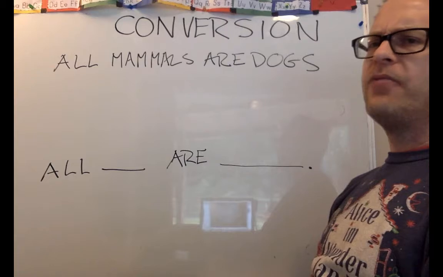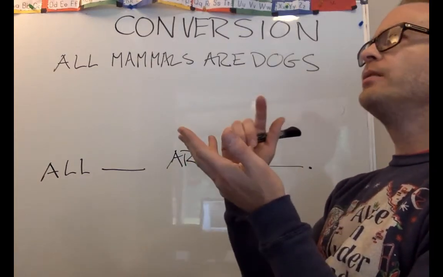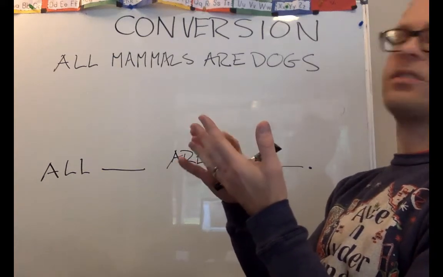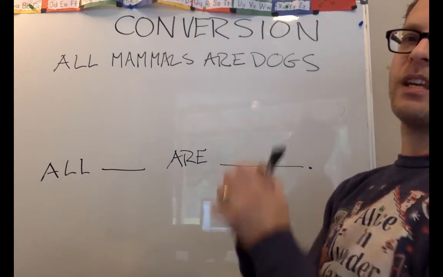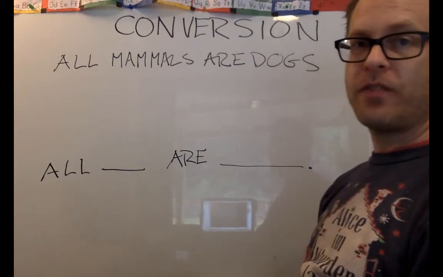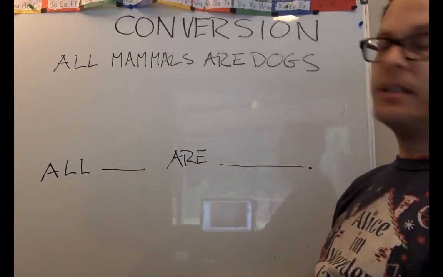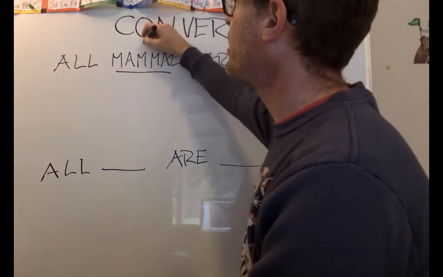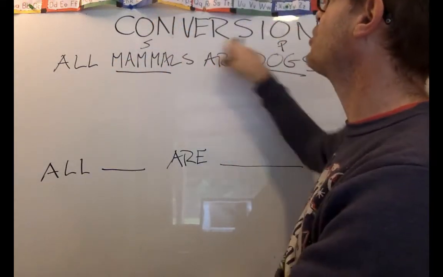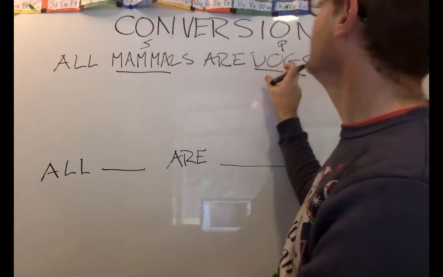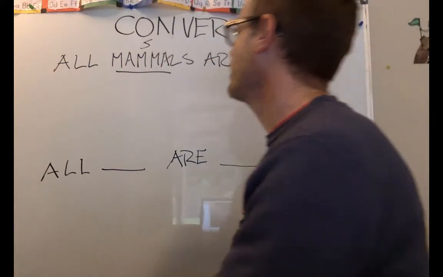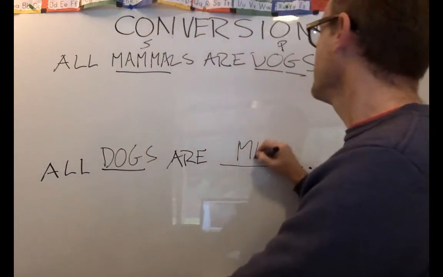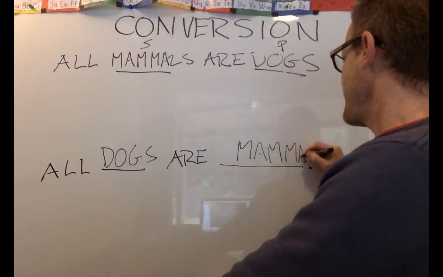Hey, you guys. So you need to be familiar with conversion, obversion, and contrapositive for the exam. So I'm going to run through each one of them. This first video is about conversion. Conversion is this operation where you just take the subject term and the predicate term and you switch them. So you're going to move dogs over here to mammals and mammals over here to dogs. So this is just conversion. All dogs are mammals.